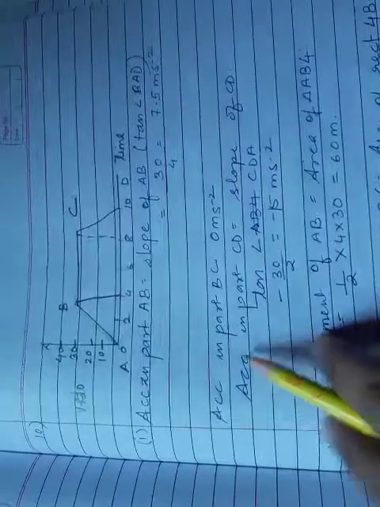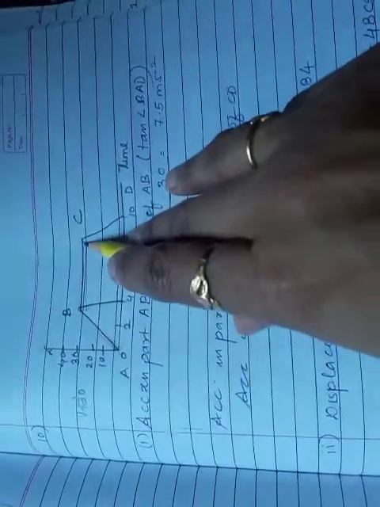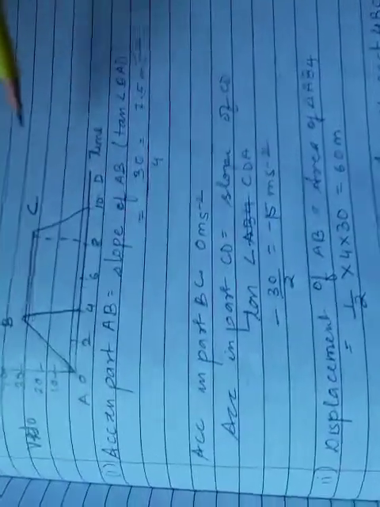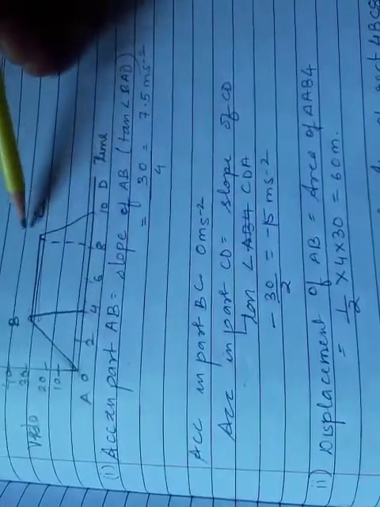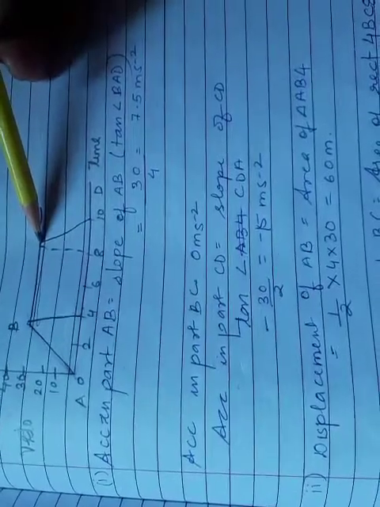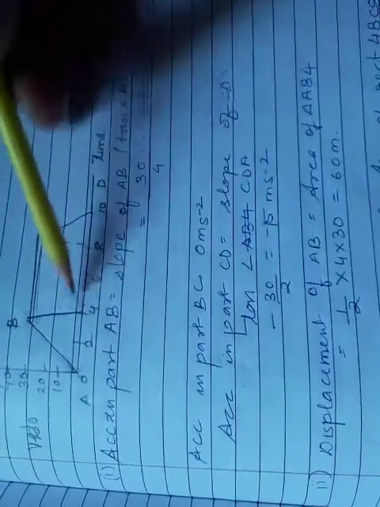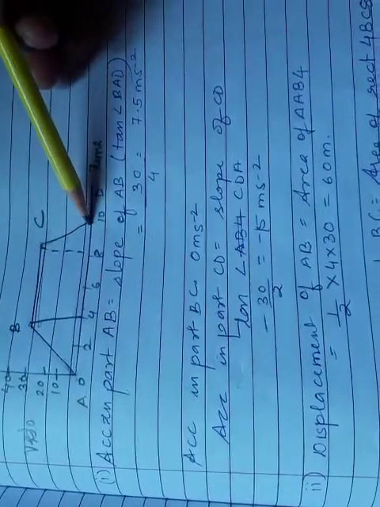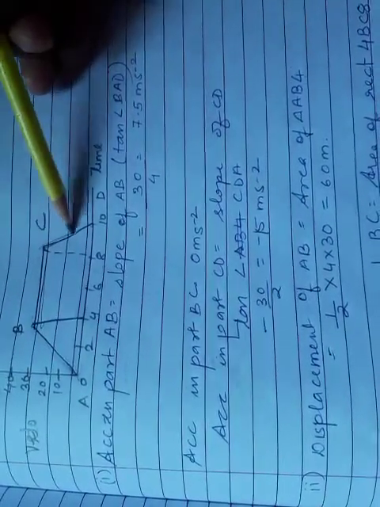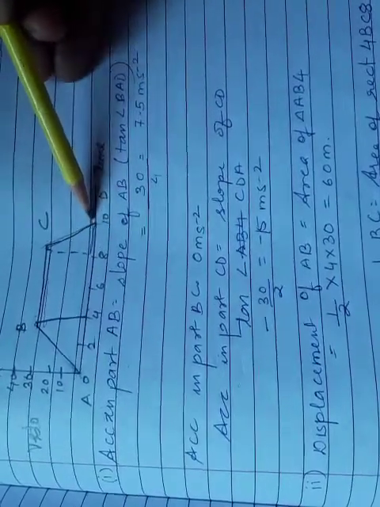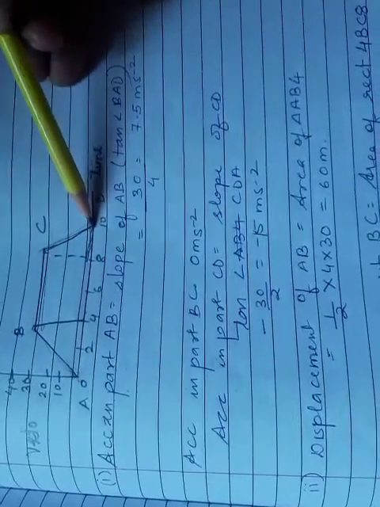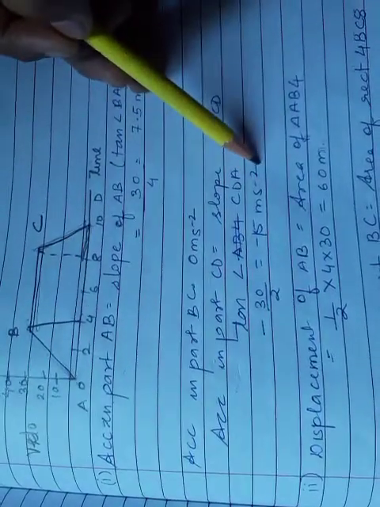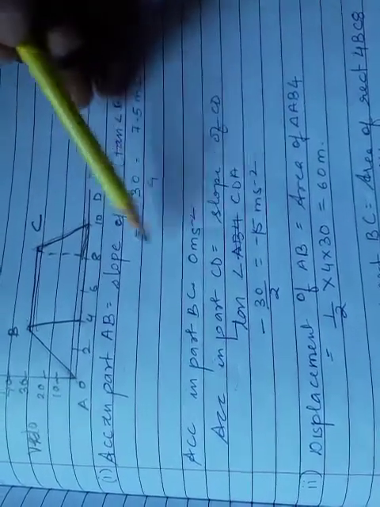Then part BC will be 0, because it's traveling with a constant velocity, so there will be no acceleration. Then acceleration in part CD. When we are talking about CD, we will be taking the slope of CD, that is angle CDA. From here we will take this particular direction, this will be retardation, so minus 30 upon 2, which is nothing but minus 15 meter per second square.